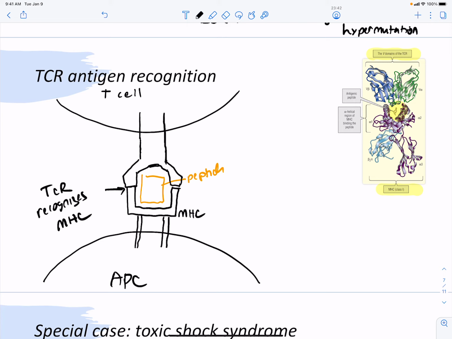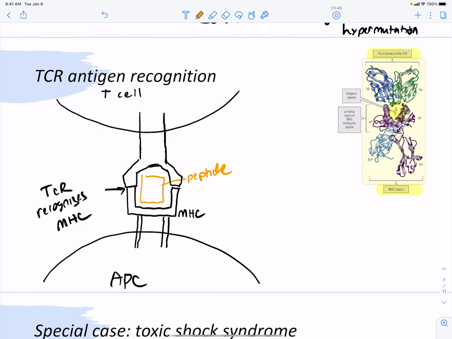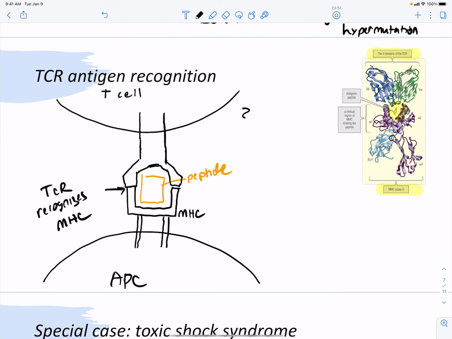Okay, and so only if the T cell receptor recognizes the MHC and only if the T cell receptor recognizes the peptide can it be activated. So it takes two recognition steps. One is MHC and two is peptide. Okay, that doesn't mean the T cell is going to get activated, but in order for a T cell to even think about getting activated, these two steps have to come into play.